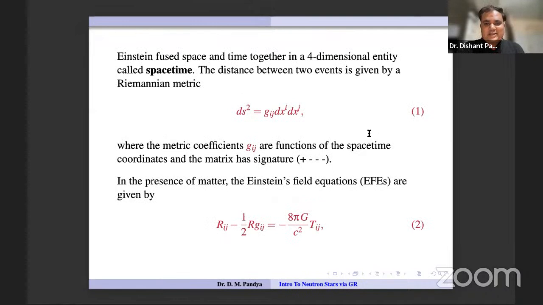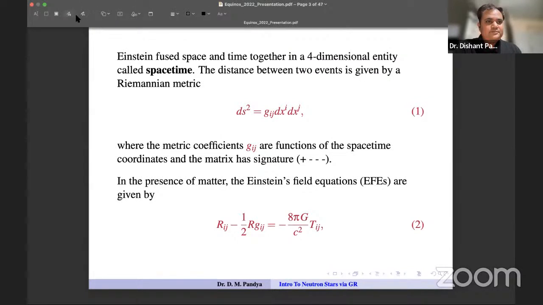Our main target is to basically create a mathematical model which describes the physics of neutron stars. Einstein first fused space and time together for the description of a four-dimensional entity, which is called space-time. The distance between two events is given by the Riemannian metric given by equation number 1: ds squared is equal to g_ij dx^i dx^j. Okay, so you might be familiar with this one.